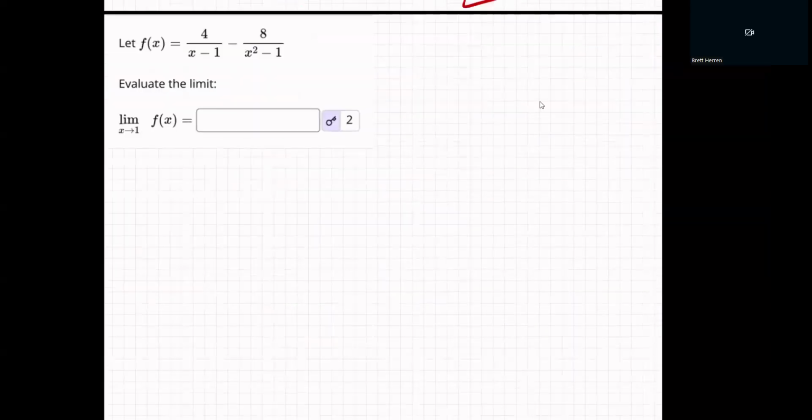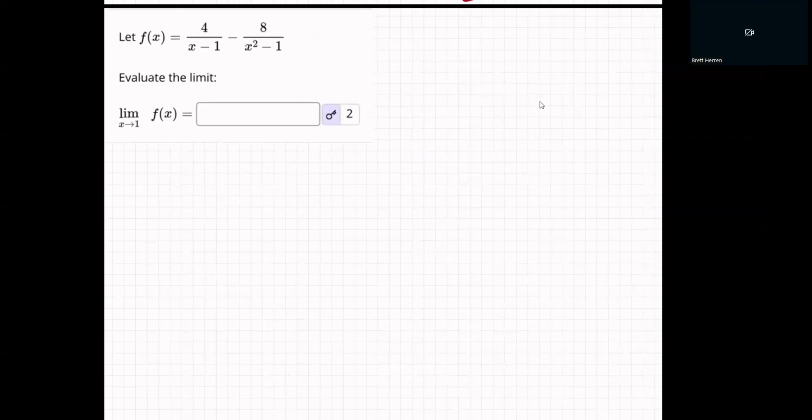Let's try this one. How about this one? Well, same kind of thing. It says limit x goes to 1. So if you plug in 1 there, see we're going to get 0 on the bottom. And that means infinity. So then this would be infinity minus infinity. You might think, well, infinity minus infinity is 0. Well, it depends on the level of infinity. That's just unclear.